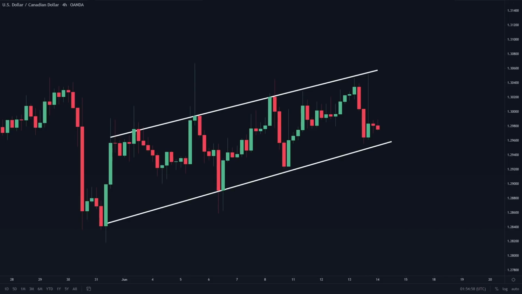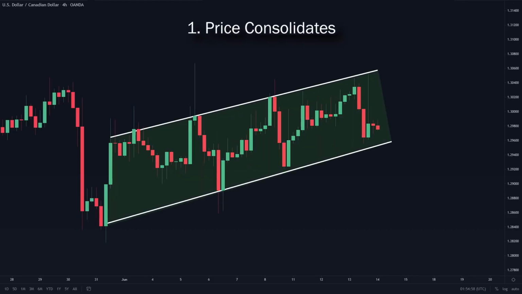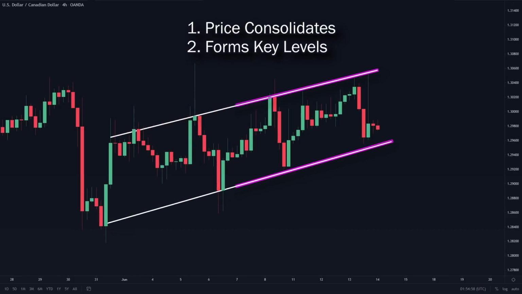It doesn't matter if it's a triangle, a wedge, or a rectangle. At the end of the day, all of these are based on one concept: price consolidates, forms key levels, then breaks out. So as long as you can find these levels, the strategy would still work.